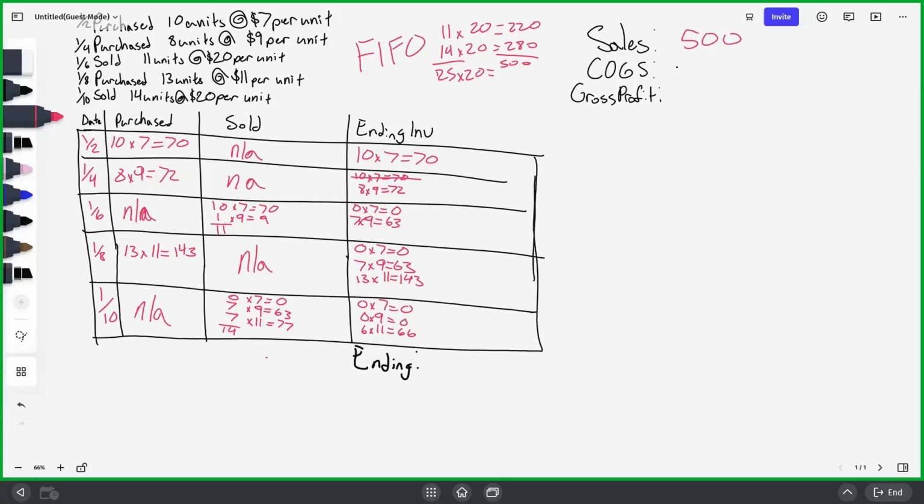Cost of goods sold. What's our answer? 219. Yeah, 219. And what's going to be our gross profit? 281. And what's our ending inventory value? 66. Perfect. And one last fun thing. This isn't something to know on the test, but it's a double check method that I like to use.